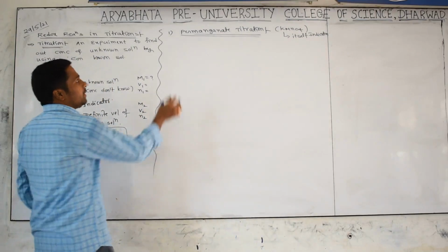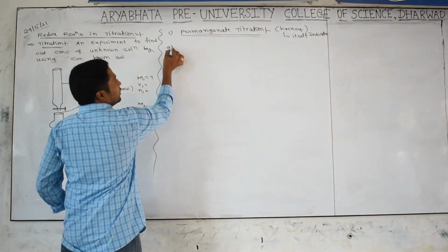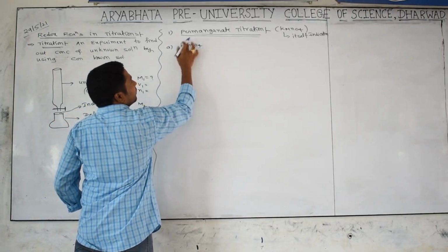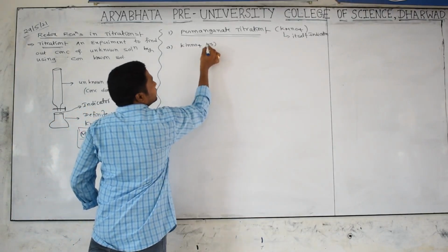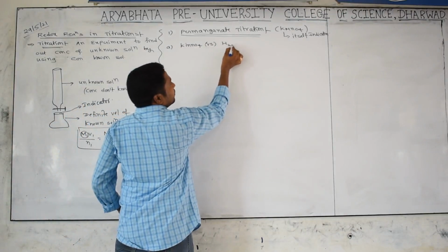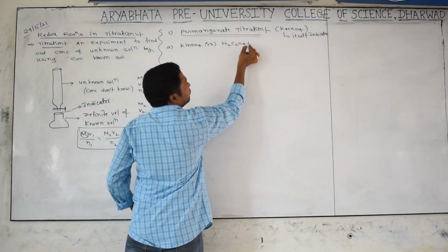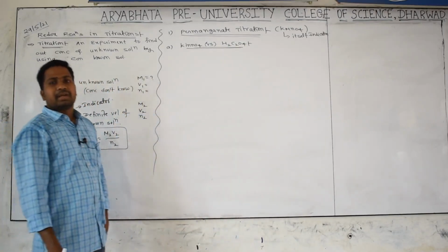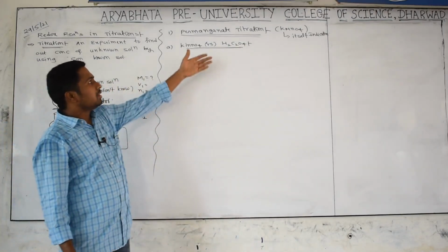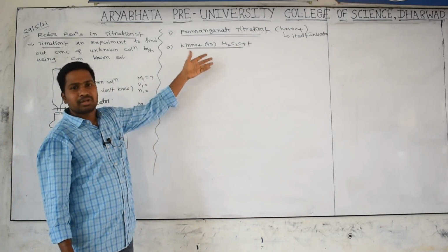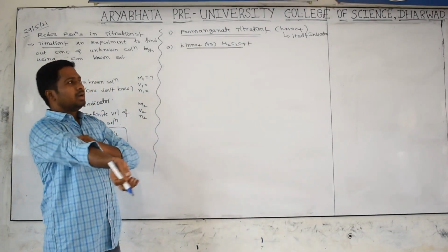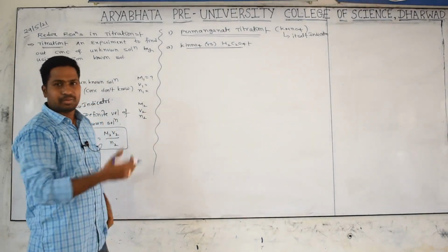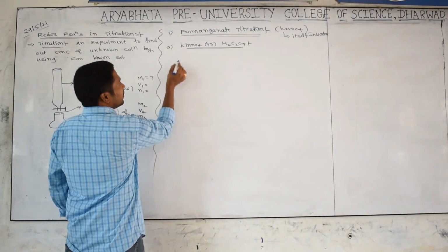Under permanganate titration, first of all we do KMnO4 versus oxalic acid, H2C2O4. To find the concentration of either chemical, this experiment is very helpful. Actually, we are not doing this one in the lab because it requires heating. Okay, let it be.